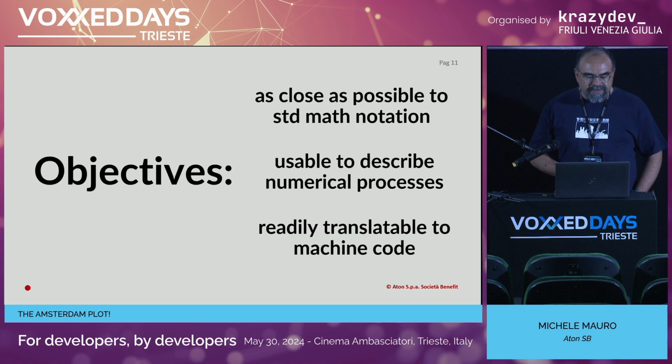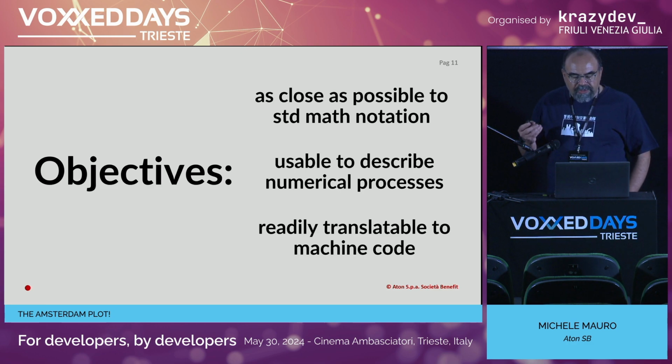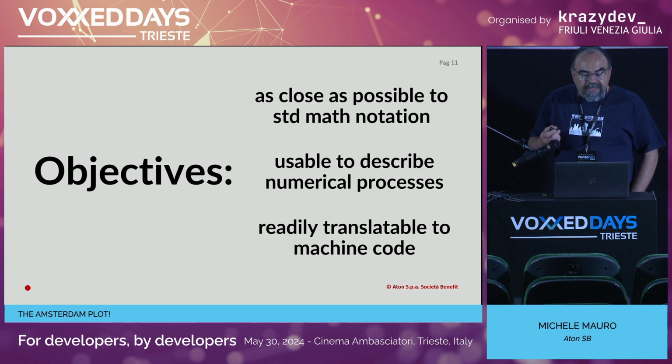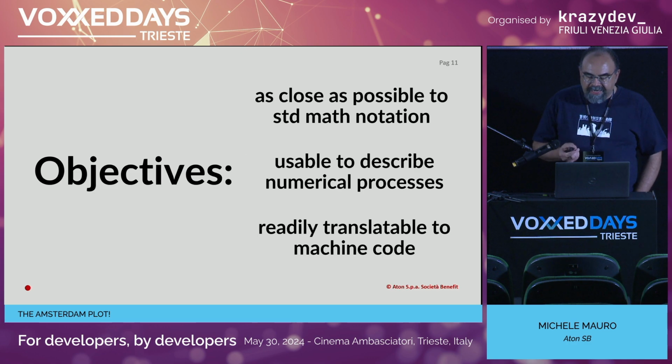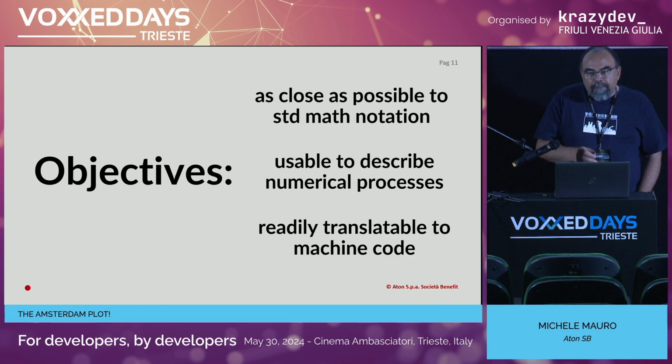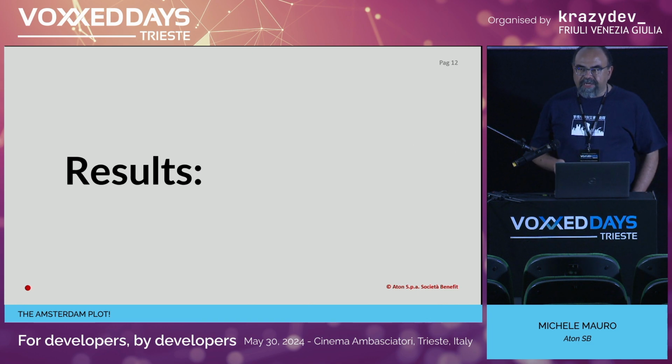They shared a few objectives: to be as close as possible to the standard mathematical notation so that code could be readable with little explanation. It should be usable to describe numerical processes and publication as a means of communication between interested parties. It should be readily translatable to machine code, that is, with a program by the machine itself, regardless of the architecture. That is, compilable by a compiler program and portable between different computers. They had some great results.